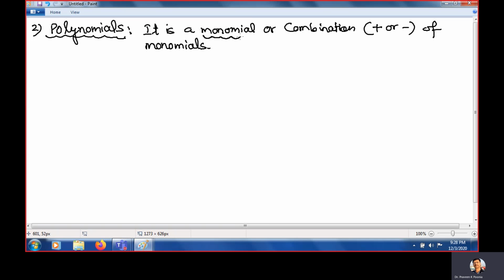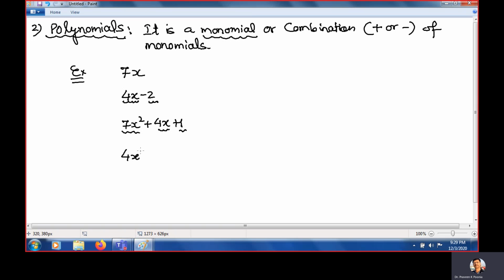So if I take 7x, this is a monomial, but we can call it a polynomial also. Clear? So every monomial is a polynomial. And the combination means 4x minus 2. This 4x is a monomial, 2 is a monomial. The difference of these two is a polynomial. Okay, 7x power 2 plus 4x plus 1. This is a polynomial because here how many terms? 3. So this is a polynomial.